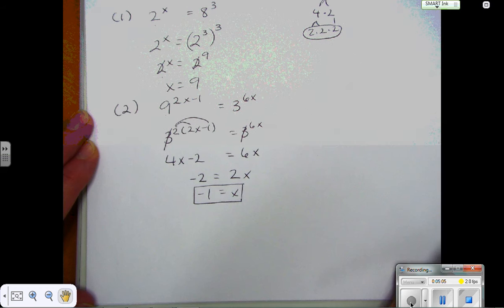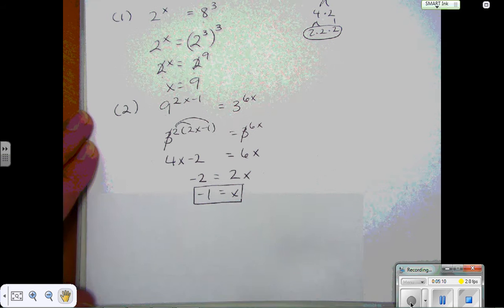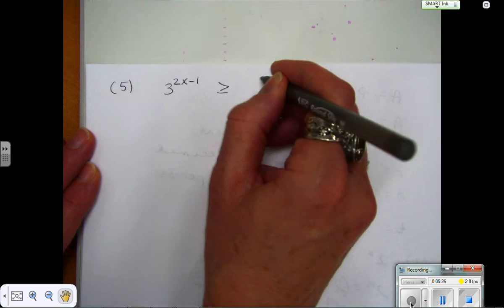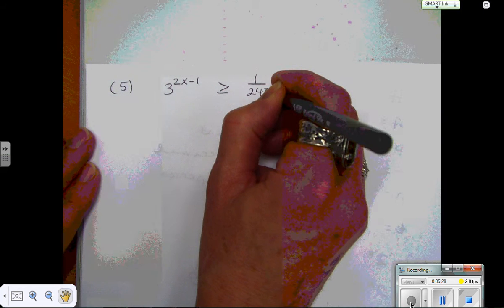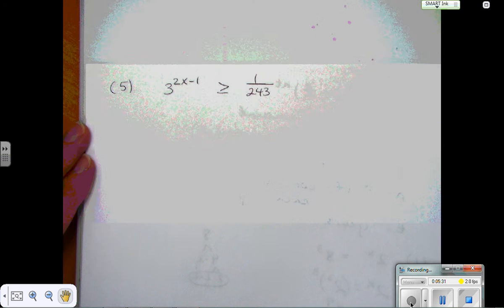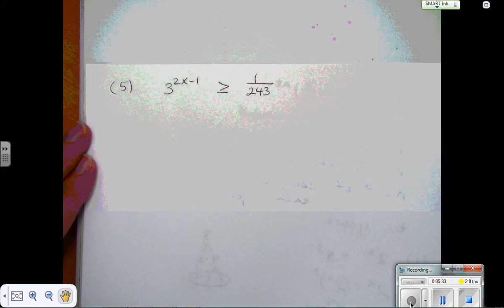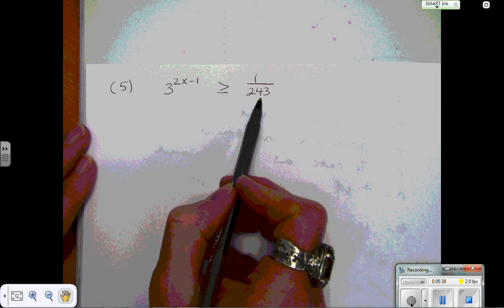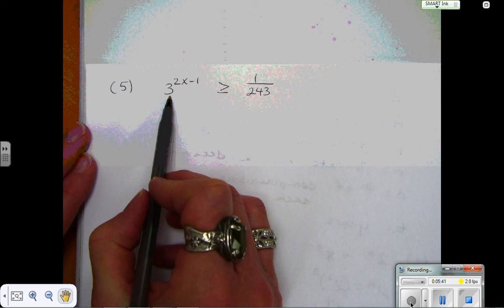Okay, so let's look at number 5. Number 5 is an inequality, but you're doing the same thing. You want to rewrite your numbers as a prime number raised to a power, and then you can get rid of the bases and set your exponents equal to each other as long as the bases match. So what do you do with the bases? Well, then you can't work the problem, but you should be able to get the bases to match in this section. Okay? So 243, I want to try to write it as 3 raised to a power.